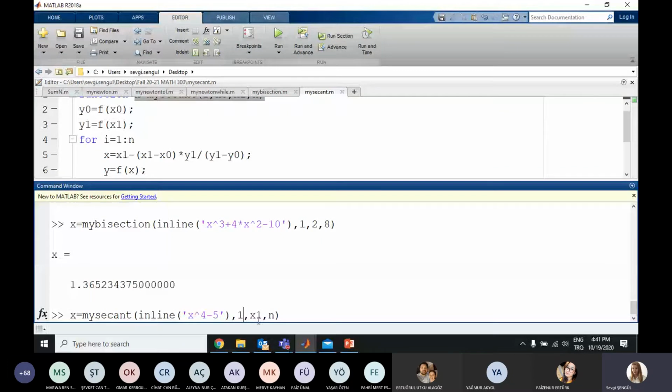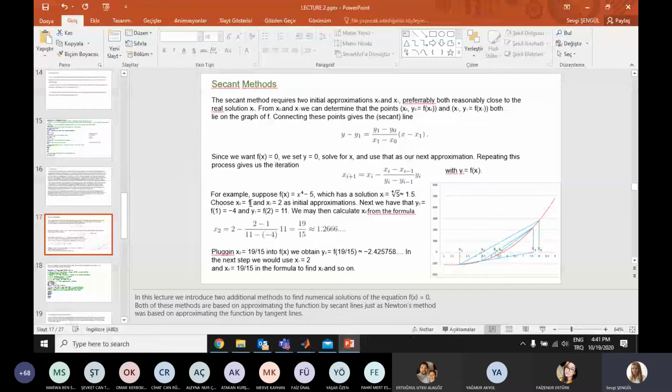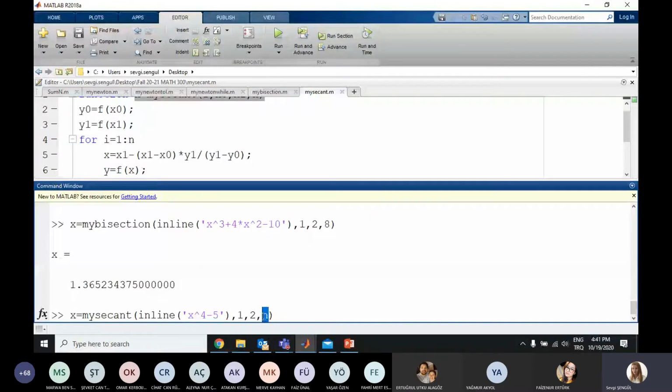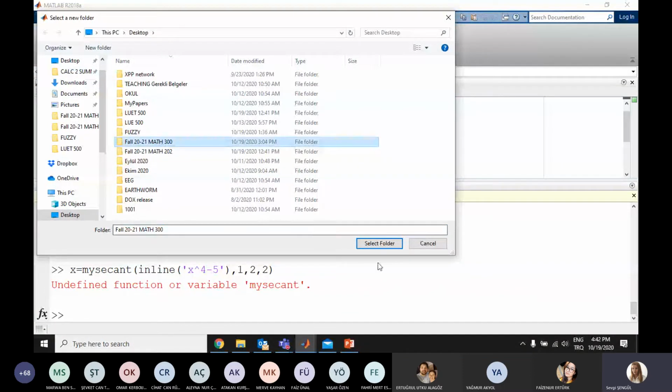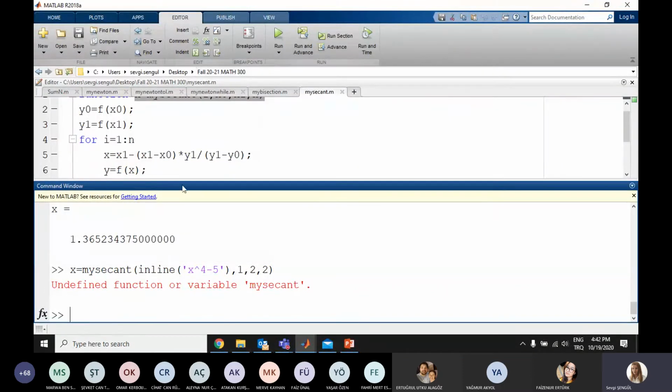x0 between 1 and 2 we were checking, right? According to our example here, x0 was 1 and x1 was 2, that's why I define 1 and 2 here. And let's do 2 iterations. Because the secant function is not inside the desktop, since I'm calling this function from the mat300 folder, I need to change my folder to mat300 because my secant function is inside that one.